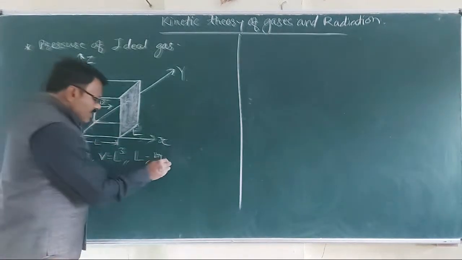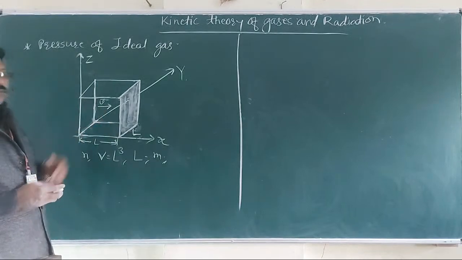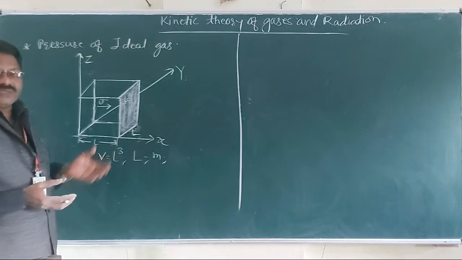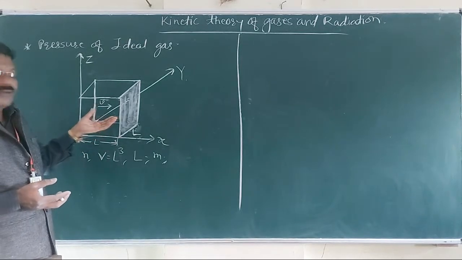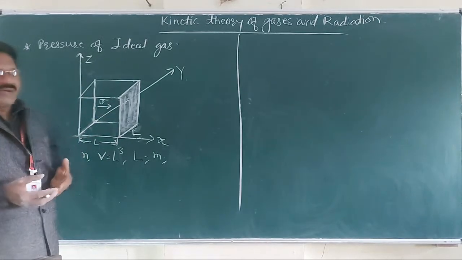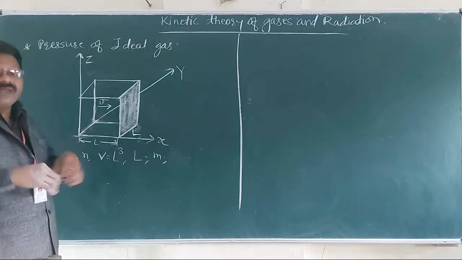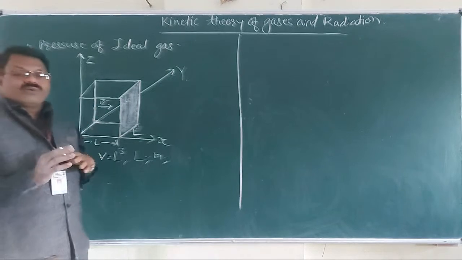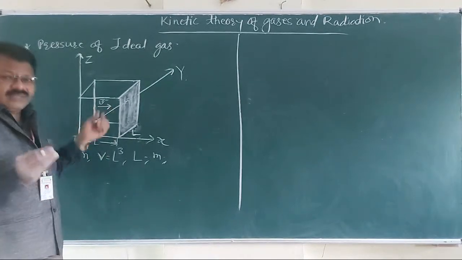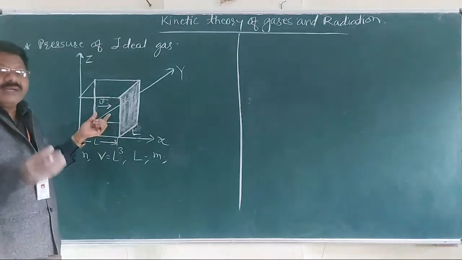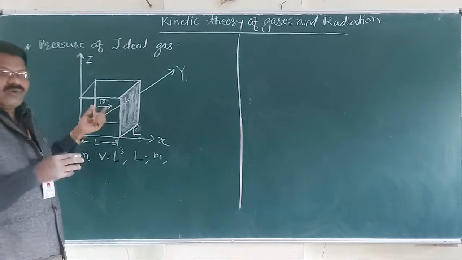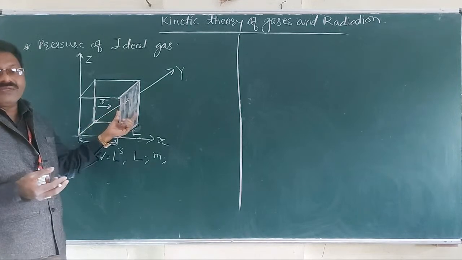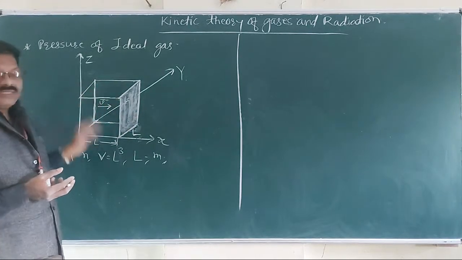Now m is the mass of this molecule. Now these molecules are in a state of random motion. When it is enclosed in a container, all molecules are in a state of random motion. Therefore, there are intermolecular collisions. Molecular collisions means there are collisions between the molecules. These molecules collide with each other. Also, they are hitting the walls of the container.